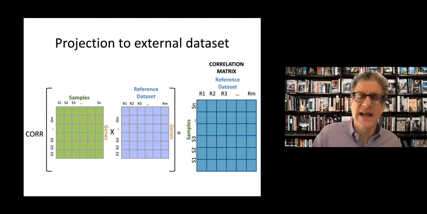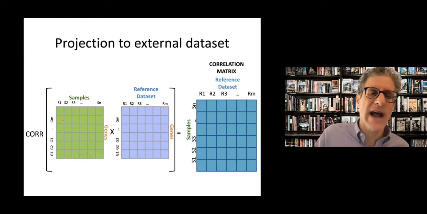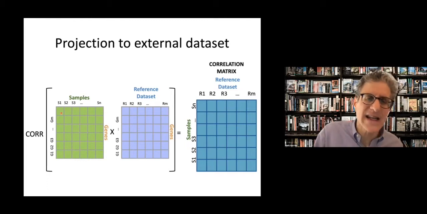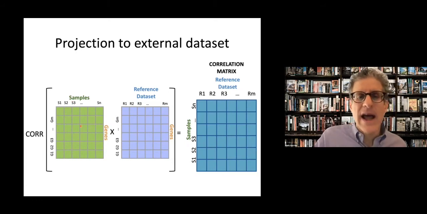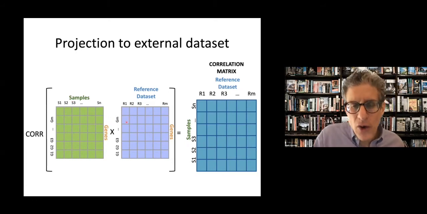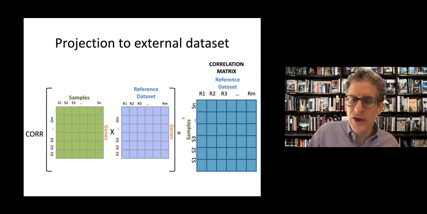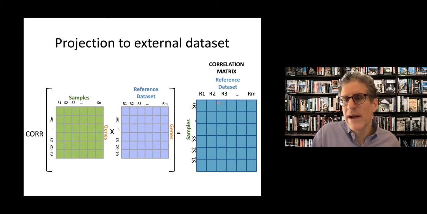So I'm going to show you an example with, say, the GTEx data set, where we have many samples of people's RNA-seq expression, okay? And now what we're going to do is correlate these with the reference GTEx expression, okay? And so then we have a new matrix. We have each sample, and how it's correlated with each of the GTEx references. That's our new correlation matrix.